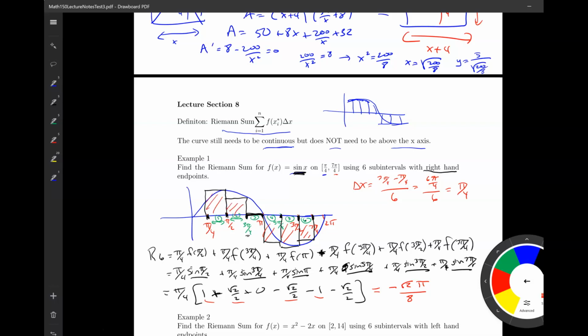Because of the nature of how we're computing the area, the area of, say, the fourth rectangle is pi over 4 times sine of 5 pi over 4. So the area of this one rectangle is negative because it's below the x-axis. The actual sine function gives us the negative sign.